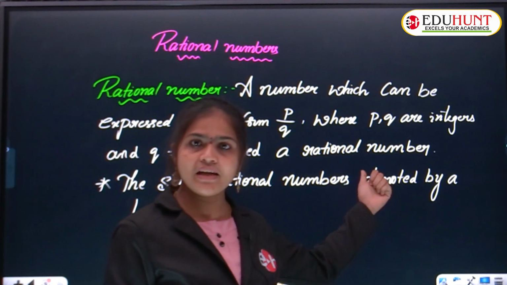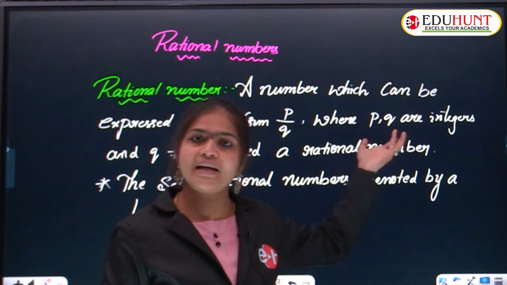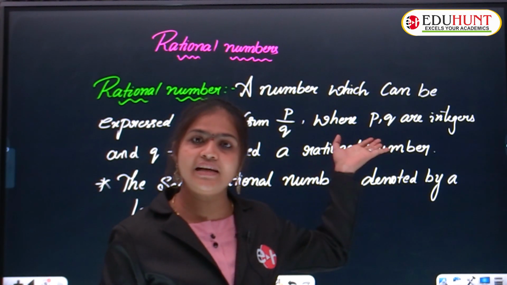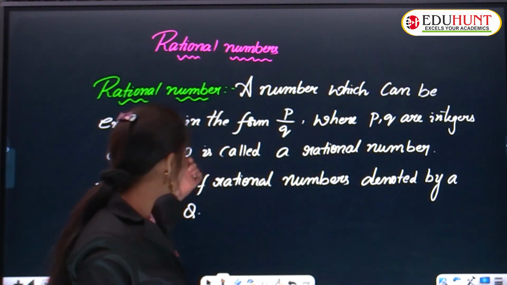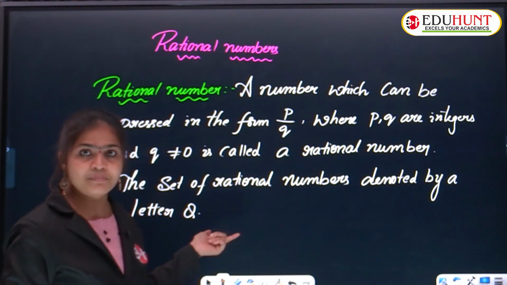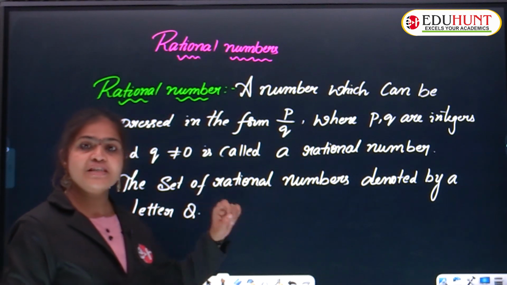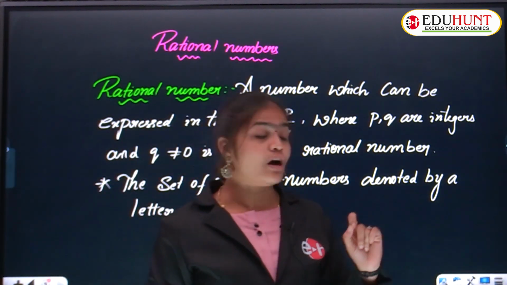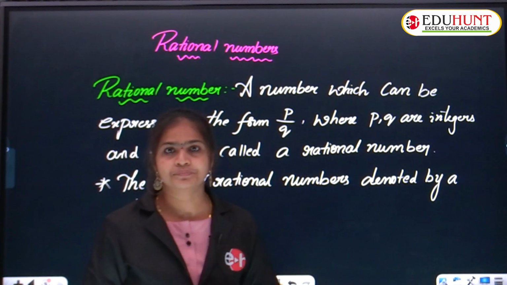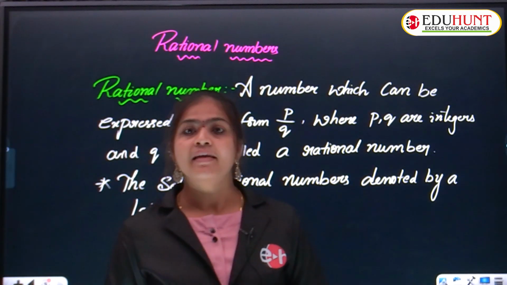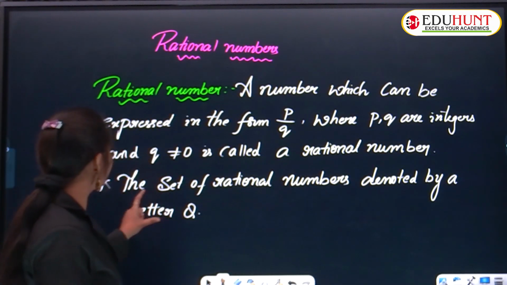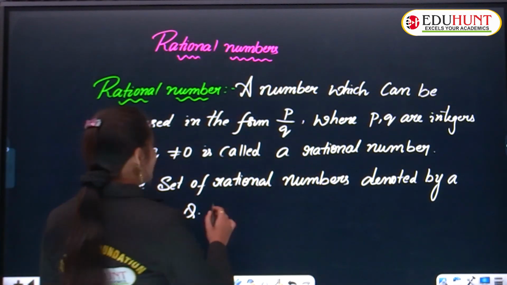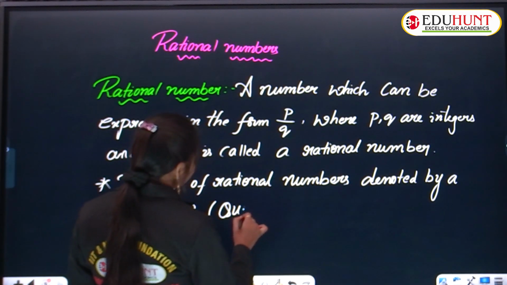And in the same way, here you may get the doubt: rational numbers start with the letter R, so why did we not denote this with R? Because rational numbers always define a quotient. That's why this is denoted with the letter Q. Here Q is nothing but quotient.